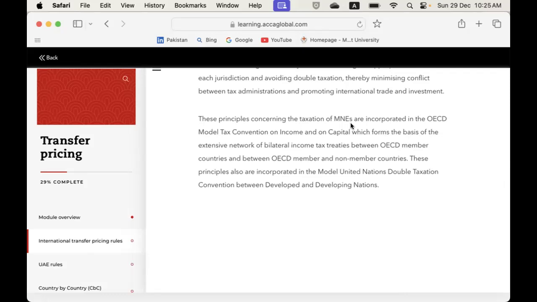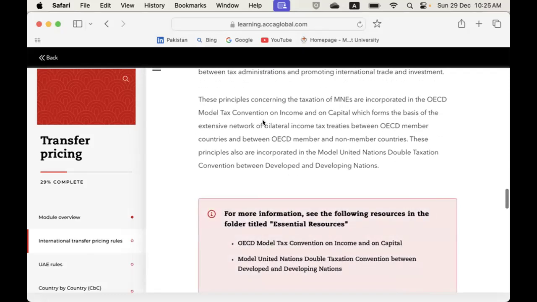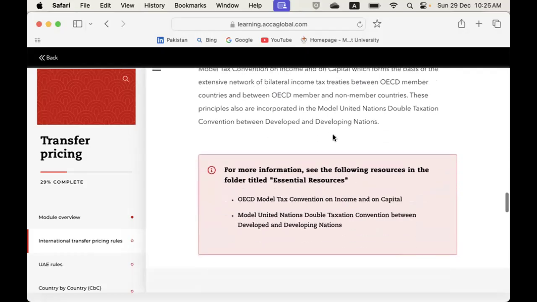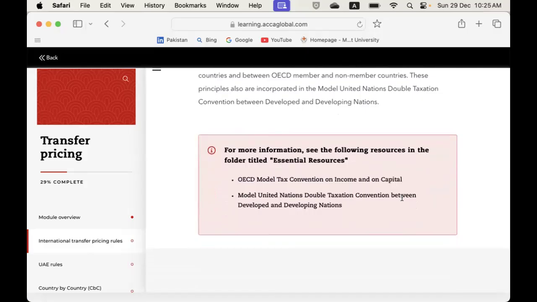These principles concerning the taxation of MNEs are incorporated in the OECD Model Tax Convention on Income and Capital, which forms the basis of an extensive network of bilateral treaties. This document was issued in 2017. Actually, it was issued before that, but quite a few countries of the world basically signed this document in 2017, and that's why this document is dated 2017. As of today, I think 139 countries have adopted this model tax convention.